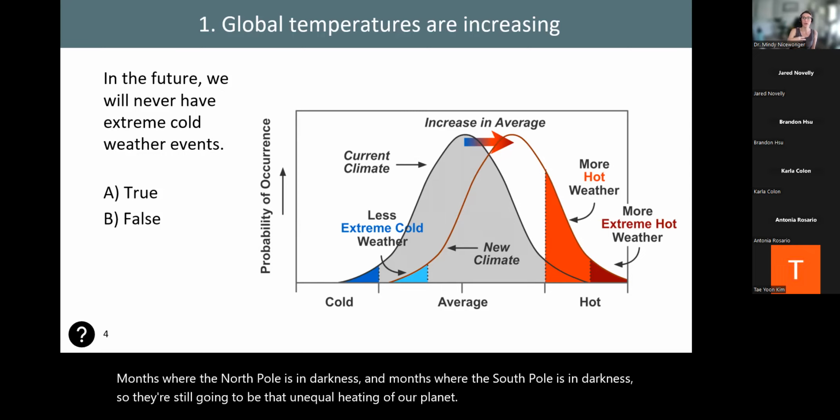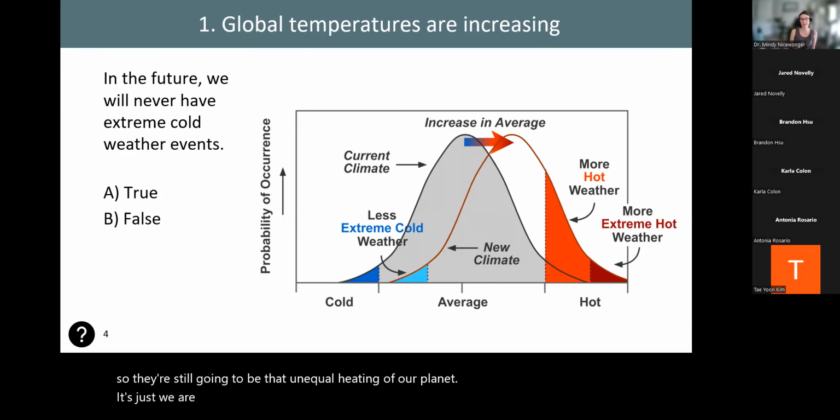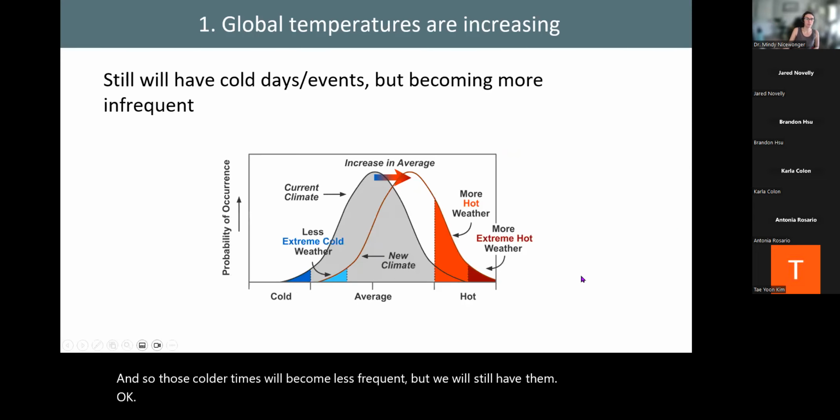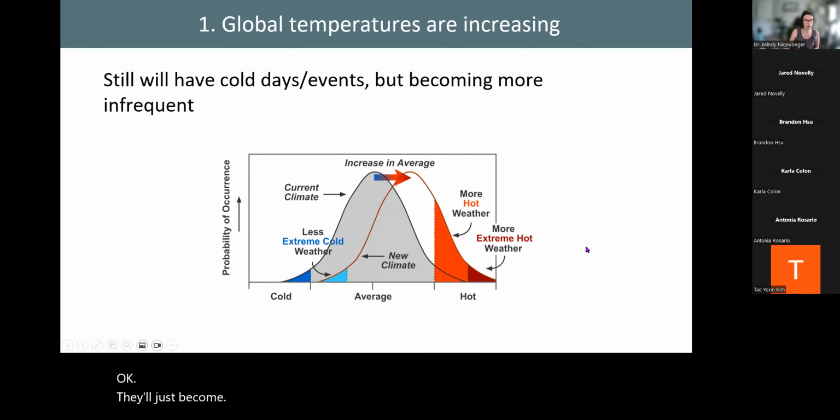It's just that we are trapping more outgoing heat, and so we're moving the whole average to the right. Those colder times will become less frequent, but we will still have them. They'll just become more infrequent.